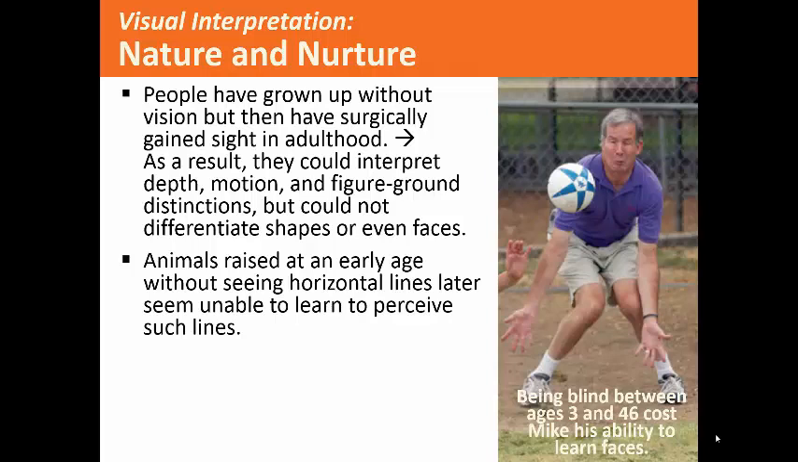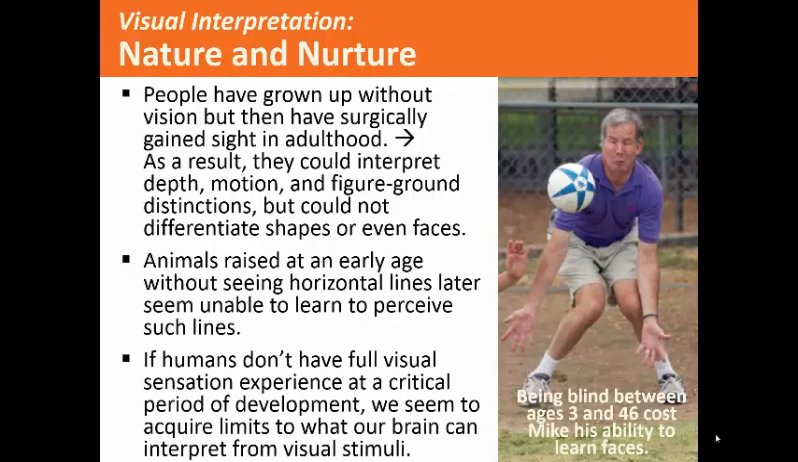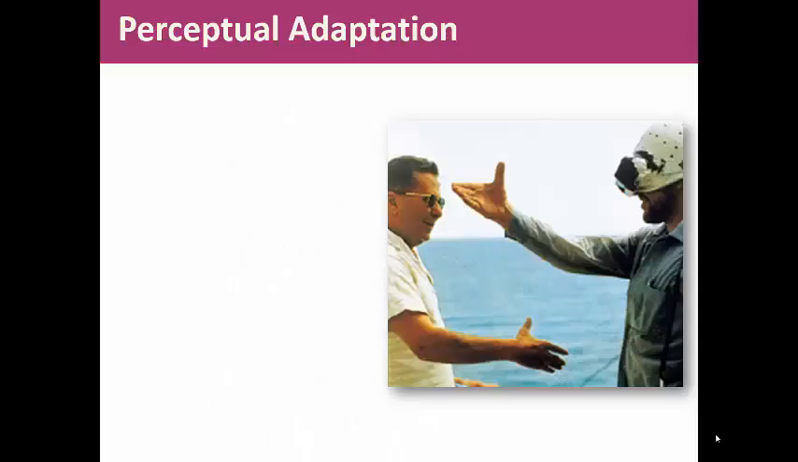So there's a critical period for the development of our rods and cones to perceive certain stimuli, and if we miss this critical period like this man did, there are certain images that we cannot see. Because he lost vision at age 3, when he regained it at age 46, he could no longer distinguish faces. So if humans don't have full visual sensation experience at a critical period of development, we seem to acquire limits to what our brain can interpret from visual stimuli.